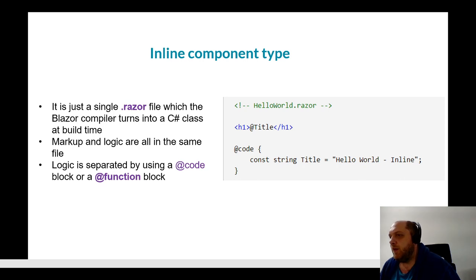And then we use the @code directive, previously, in earlier Blazor versions, called functions. In this code directive we can then put all the code that we need. So the C# code, which could be, I don't know, properties, methods, and so on. Now, the good part about this is that you have both the markup and the code behind really in the same file.